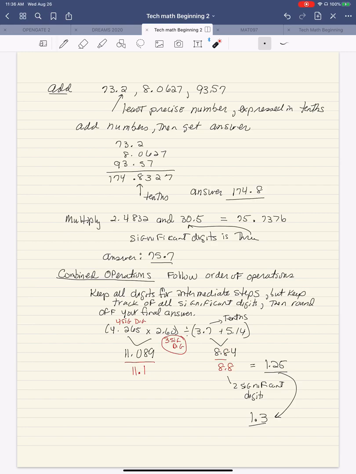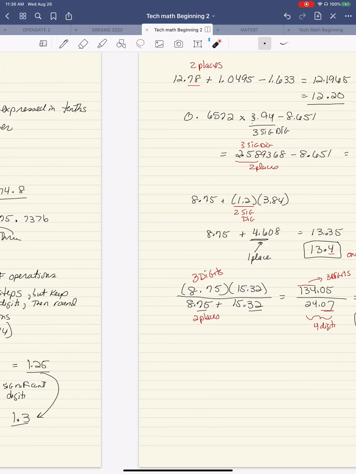Finally, I'm dividing. When you're dividing, you're looking at significant digits. There's only 2 significant digits on this one. This one has 3. So when I get my final answer, which is 1.25, I have to get down to 2 significant digits. So this is a 5, that goes up to a 3, so it's 1.3.